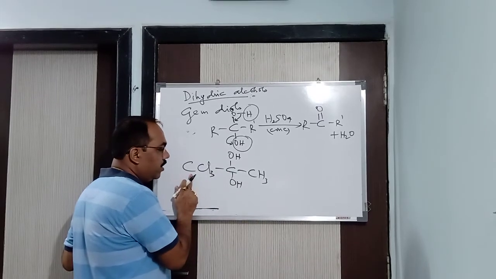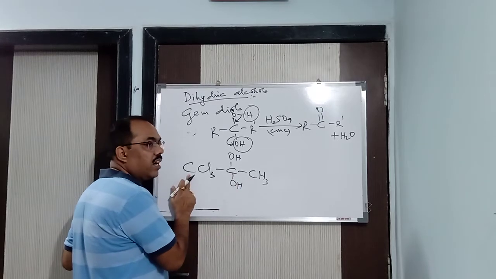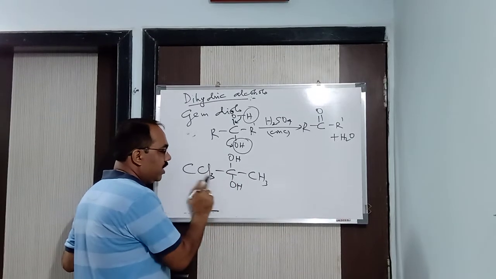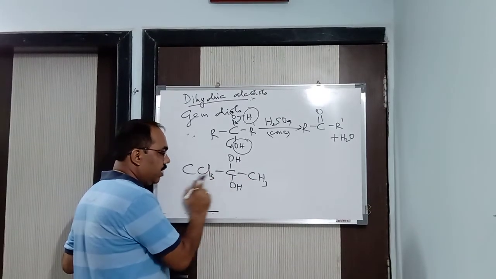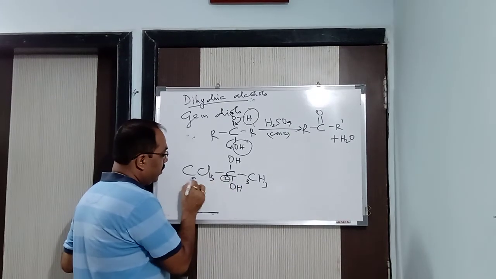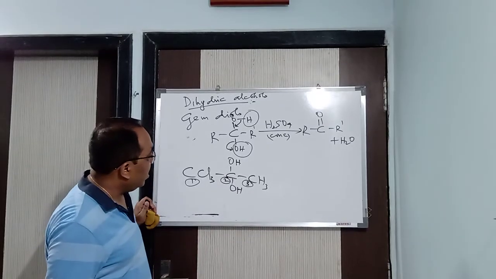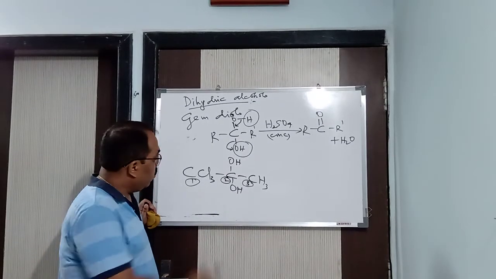If I count from here, then definitely the prefix will get the lowest number. If I count from here, the prefix will get the highest number. The functional group in both cases gets the second position, whether I count from here or from here. You know that. So 1, 2, 3. Clear? So what is the name? Then it will be 111 trichloro.